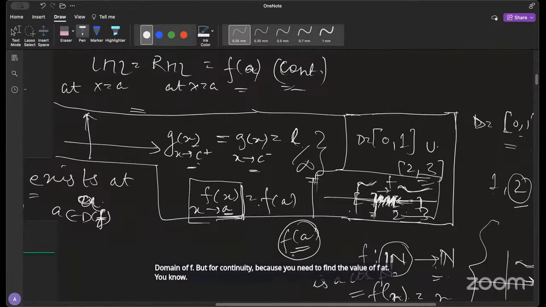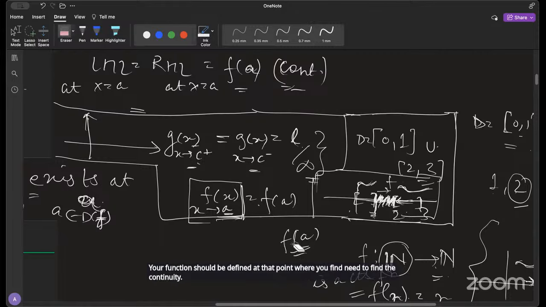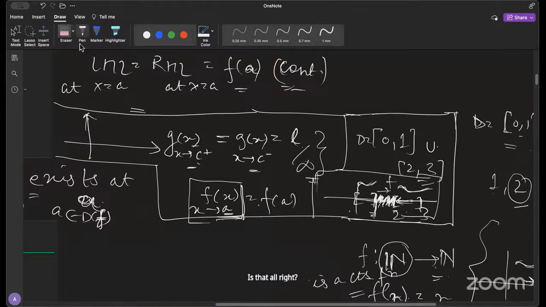This is an important point in continuity. It's not there in limit, but it's in continuity. So you need to find the value of the function at a. That's why your function should be defined at that point where you need to find the continuity. Is that all right? Yes, ma'am.